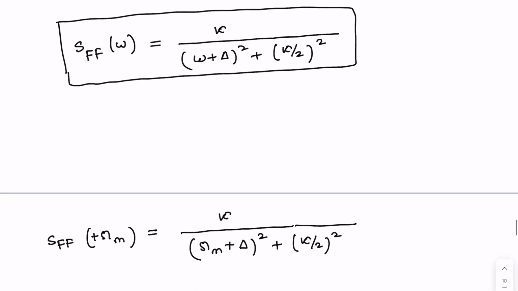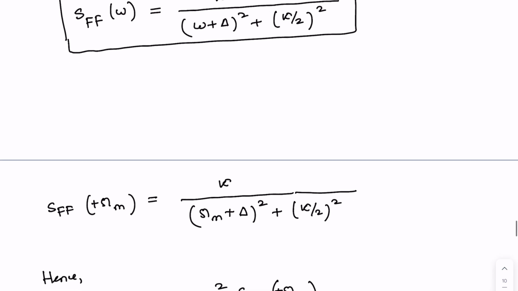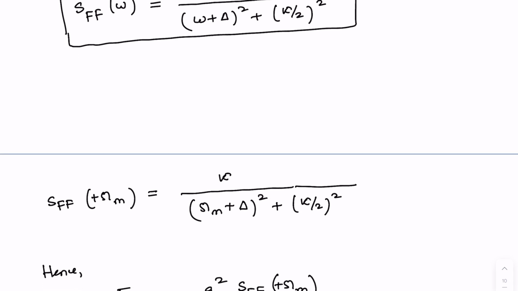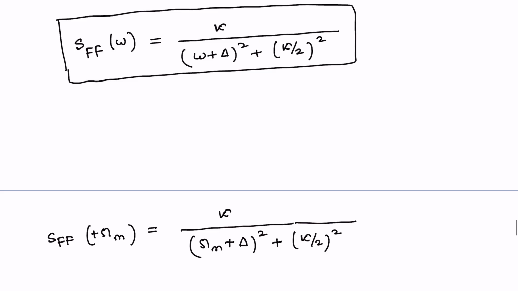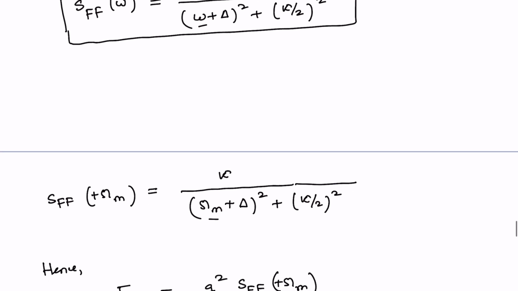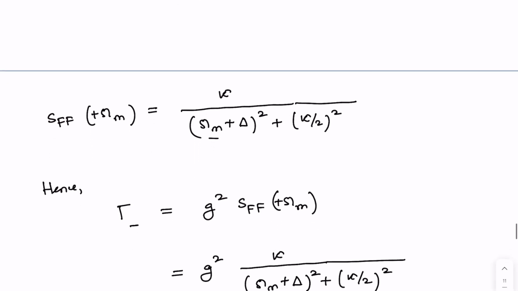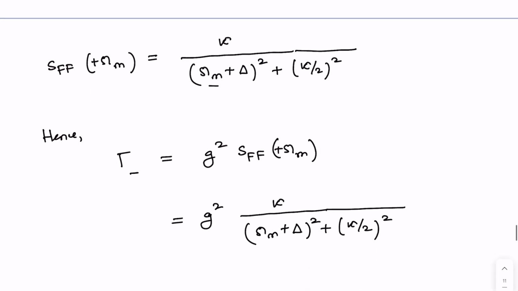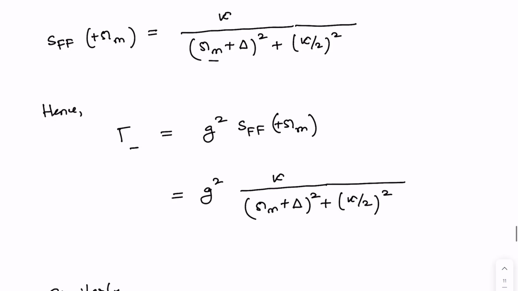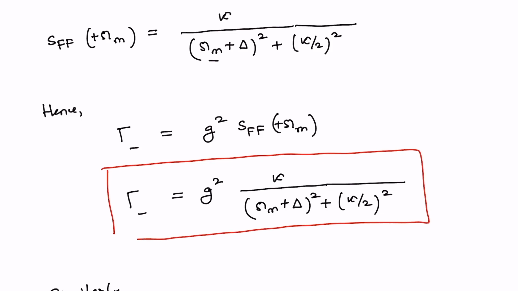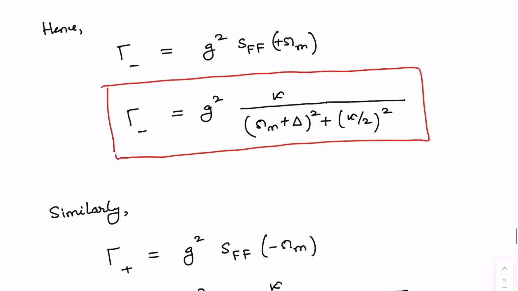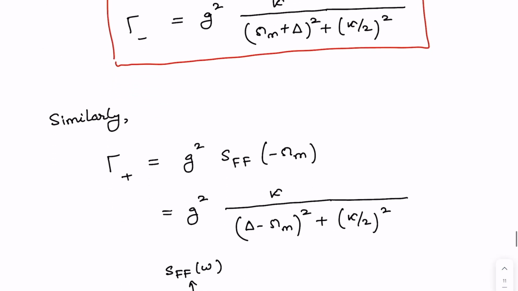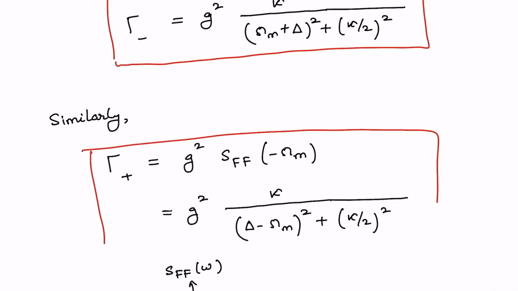However, we are interested in calculating the spectrum at the frequency omega equal to plus capital omega m. So we just have to replace this omega with capital omega m, and then this is the spectrum at plus omega m, and this is going to give us the rate gamma minus, and gamma minus is given by this particular expression here. In a similar way, you can calculate the upward transition rate, gamma plus, and gamma plus is given by this particular expression.